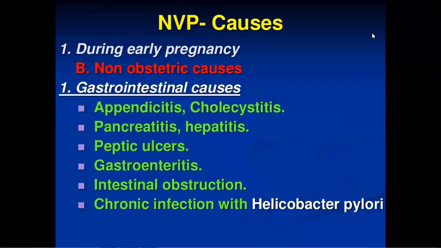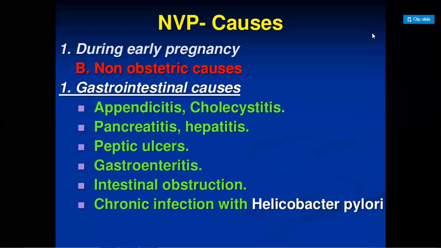So what we are going to see is nausea and vomiting during early pregnancy, and then we are seeing the non-obstetric causes. So what may be the cause? It may be appendicitis, cholecystitis, pancreatitis or hepatitis. Now, how are we going to clinically differentiate between vomiting due to an obstetric cause and vomiting due to a non-obstetric cause? Simple basic anatomy that you know: where is the appendix situated?